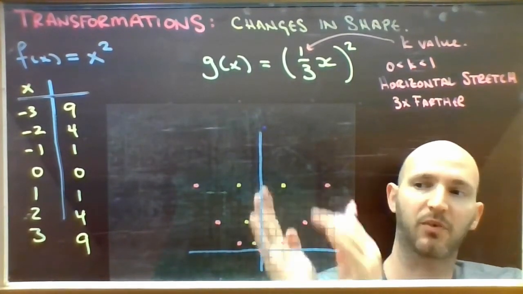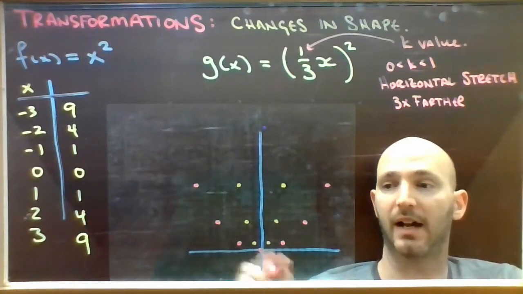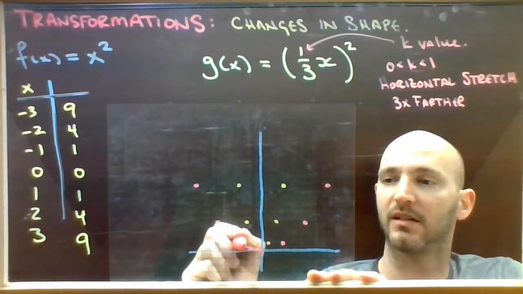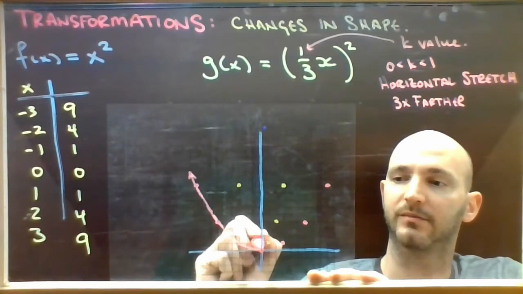So I end up with this parabola that's been dilated outwards, pushed away from the y-axis. So if I sketch those in there, it looks like this.